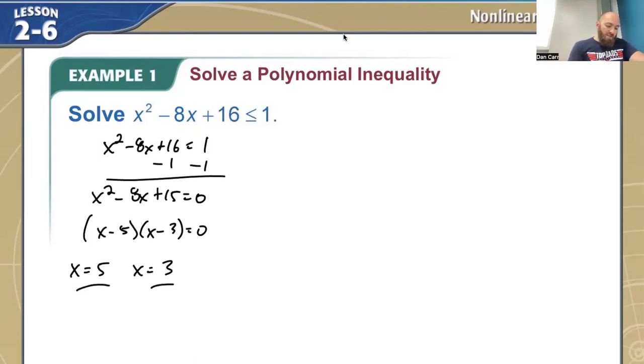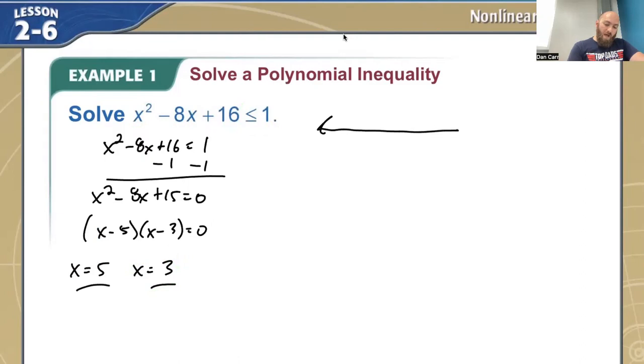The thing to remember about these two values is that if they plug into the original inequality here, they come out to exactly 1. So if I do 5 squared is 25, minus 8 times 5 is 40. So 25 minus 40 is negative 15, plus 16 is equal to 1. Similar thing happens with 3. So what we're trying to figure out is which values will give us less than or equal to 1, not just equal to 1.